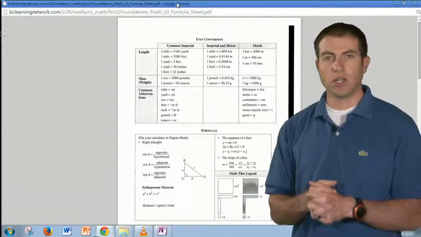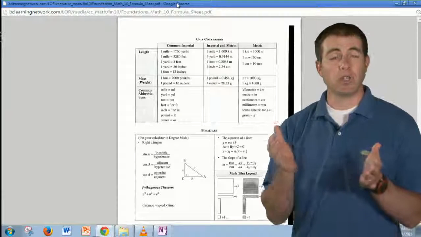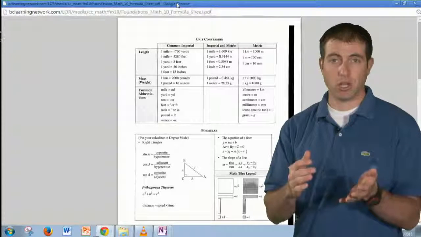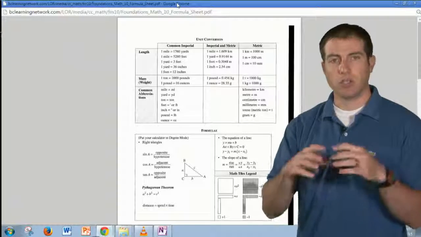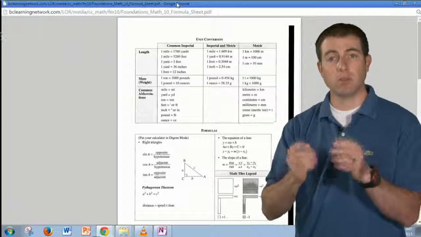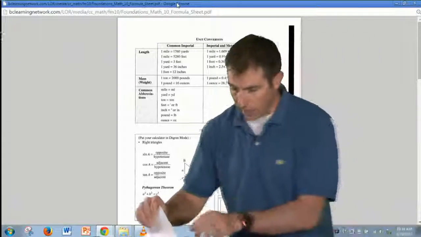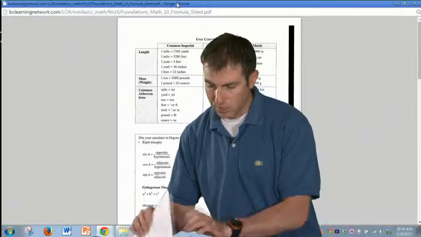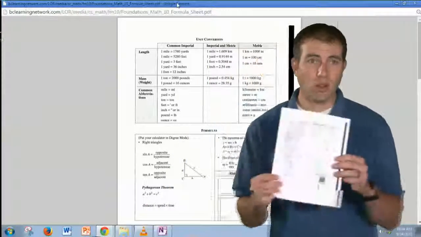So when you guys go to write your provincial exam, and again, I'm not sure if you're gonna do a paper copy or an electronic copy. If it's electronic, you can open the formula sheet in a new window. If it's paper, you'll have a physical copy of it. I have one here. I've printed it off because I use it all the time.